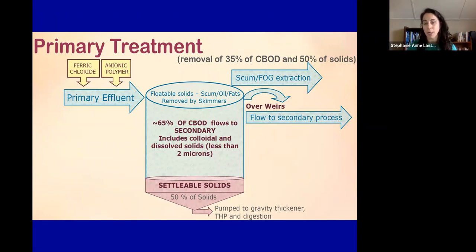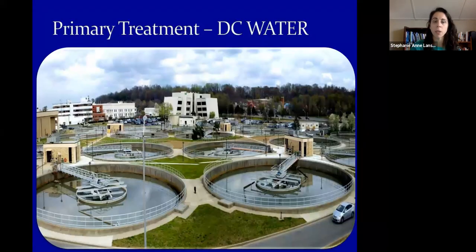We're just separating solids from liquids, and we're using polymers to help with that separation and settling process. Then the overflow goes to our secondary process, with the solids going to a thickener, our thermohydrolysis processing and digestion. So this is what primary treatment looks like at DC Water.